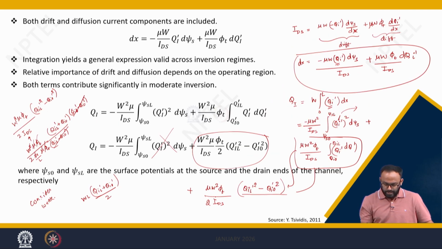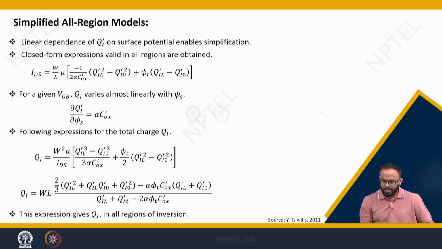So we can simply say our all region model holds good. Now can I simplify this model with some linearization? We have already done this when we were discussing the simplified strong inversion or weak inversion models. For that, this integral we can simplify. How? We can simply linearize the inversion charge.